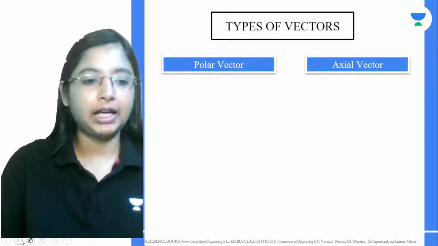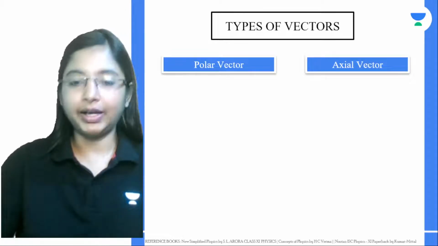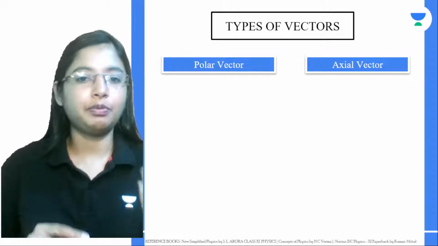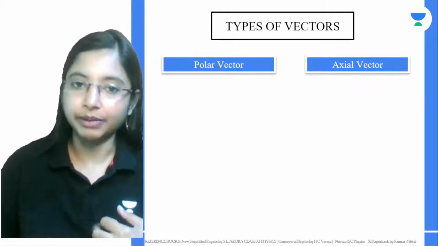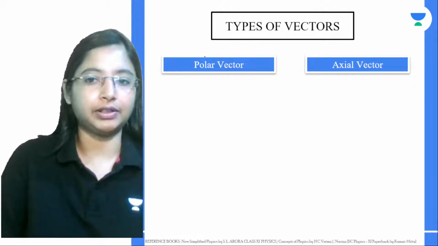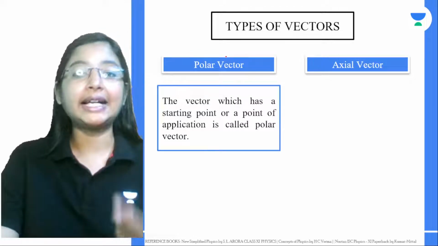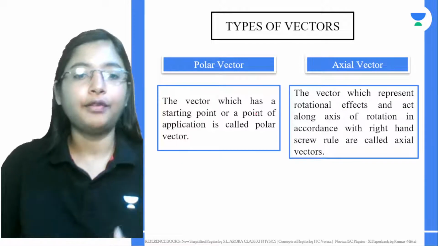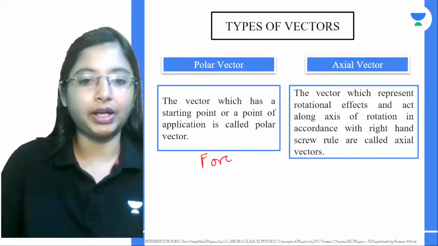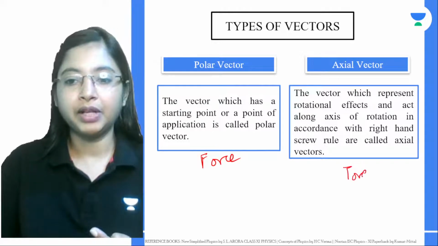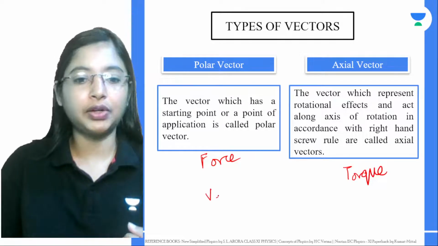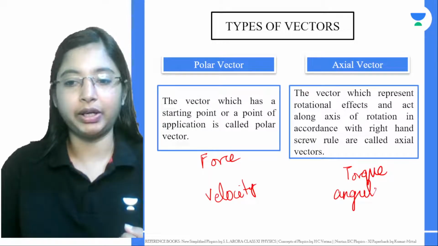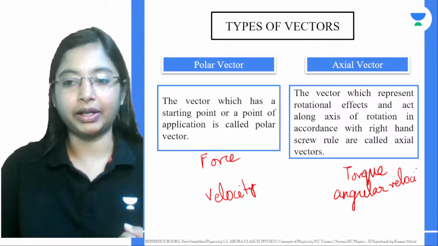Now there are various types of vectors. Polar vectors are extremely simple. The position vector that you're seeing is a polar vector. Your velocity, displacement, all of these are polar vectors. But an axial vector is, for example, angular velocity or torque. Force is a polar vector, but torque is an axial vector. Velocity is a polar vector, but angular velocity or angular momentum is an axial vector.